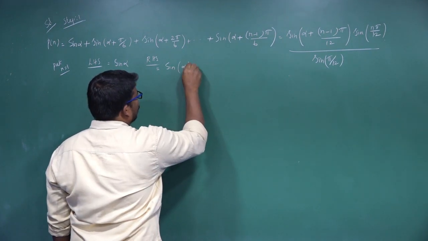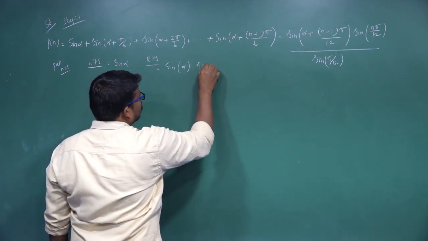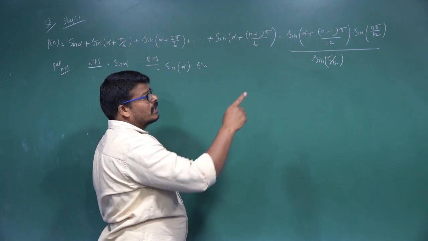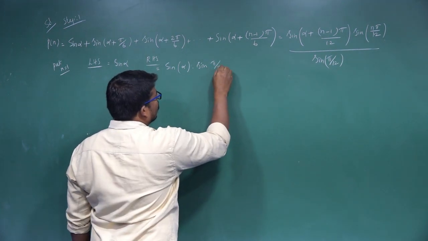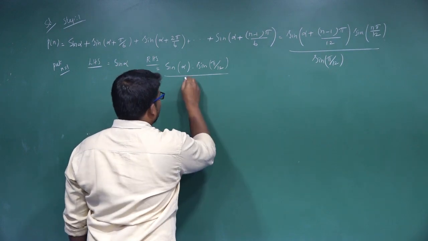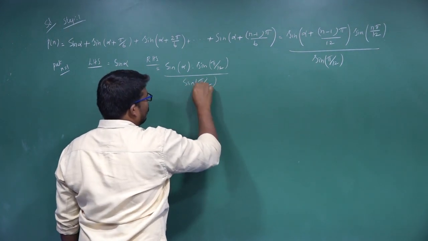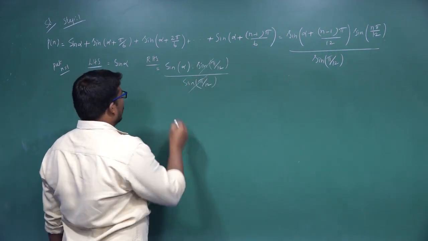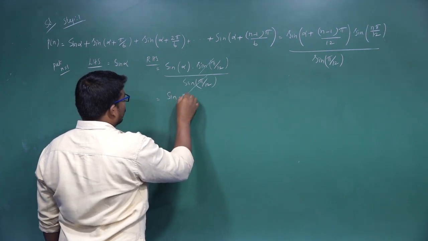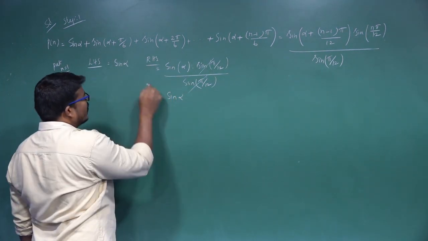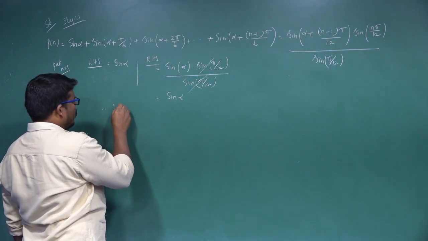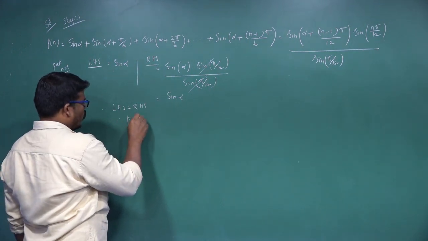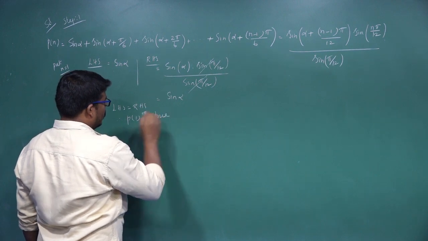We write sin alpha into sin (n pi by 12). Put the value n equal to 1, 1 into pi is pi. So sin (pi by 12) by sin (pi by 12). Now cancel sin (pi by 12). The remaining is sin alpha. So LHS equals RHS. Therefore, P of 1 is true.